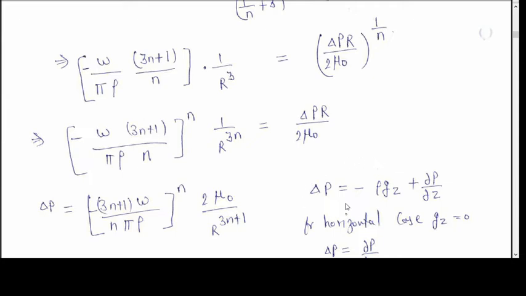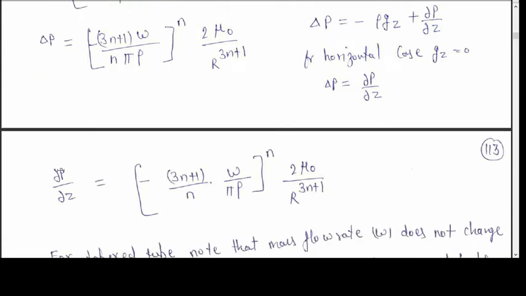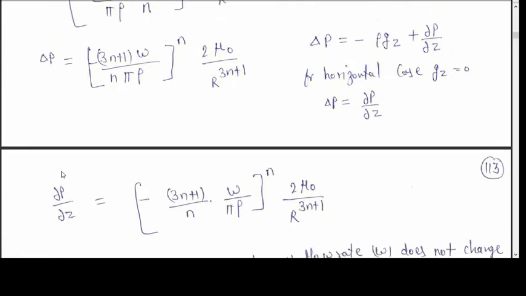But here the delta P is actually minus rho g z plus del P upon del z. For the horizontal case, g z equal to 0 and delta P equal to del P upon del z. So this is the expression for delta P. We can substitute the expression of delta P from here in terms of z, so we will have del P upon del z given by this equation. In this, we have just substituted the expression of delta P.